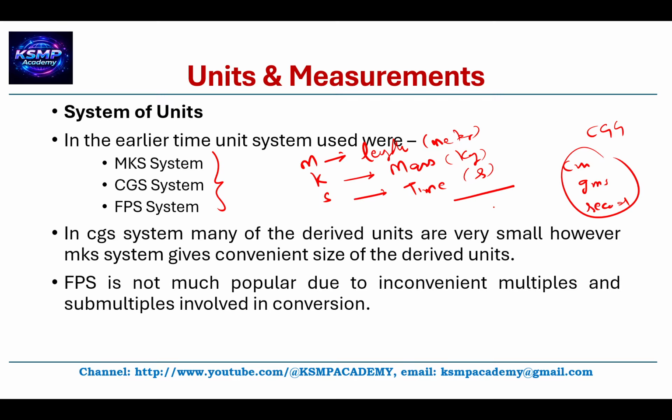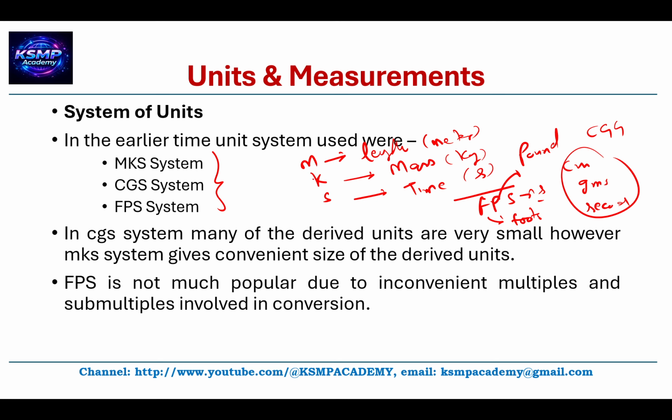Then the third one, as you can see, is FPS. So it is a different kind of system. Here length is measured in foot, mass in pound, and time again in second. So it is known as the FPS system. These three systems were used generally in the earlier time.